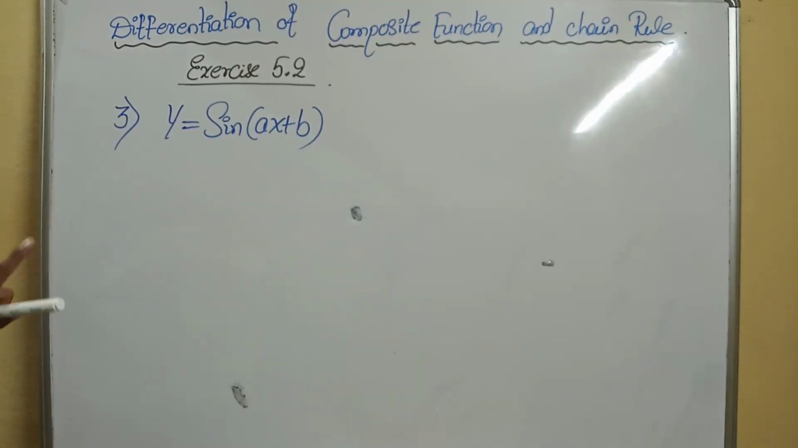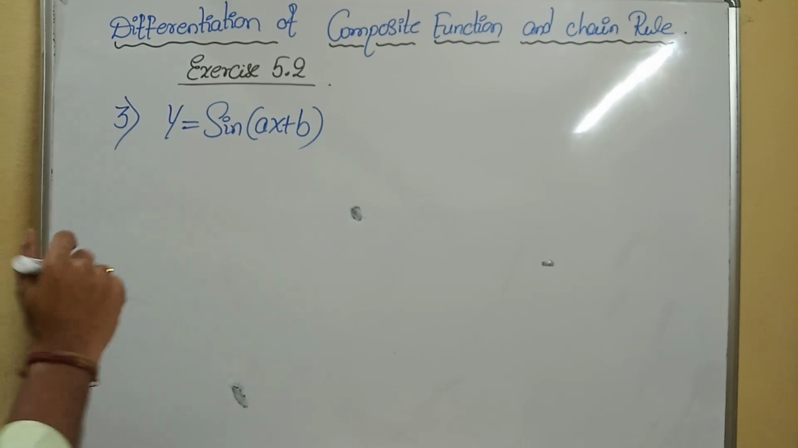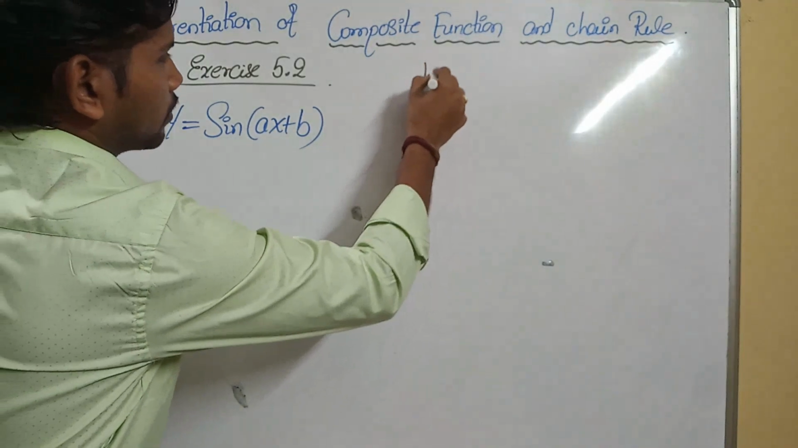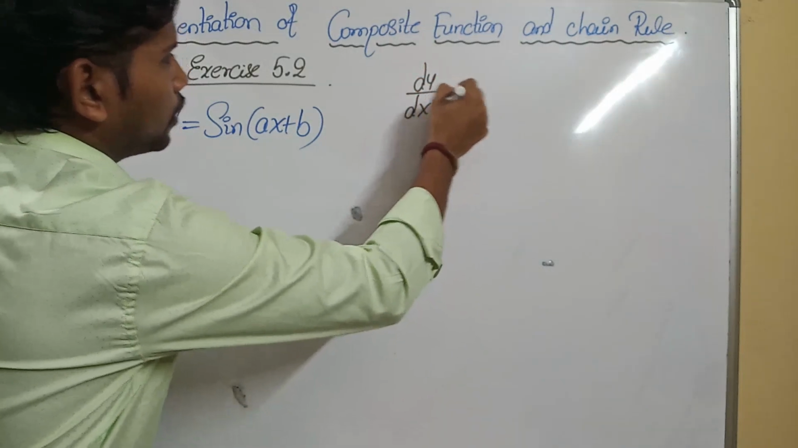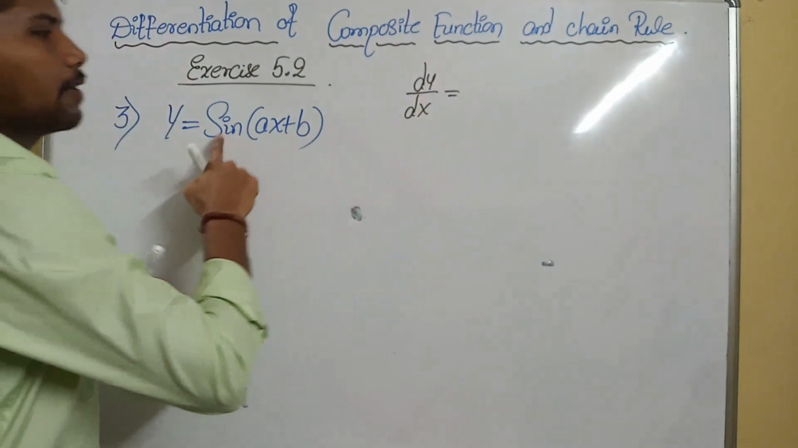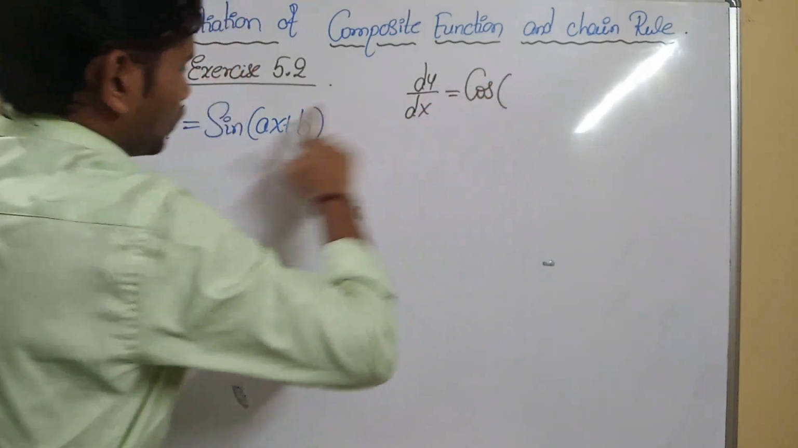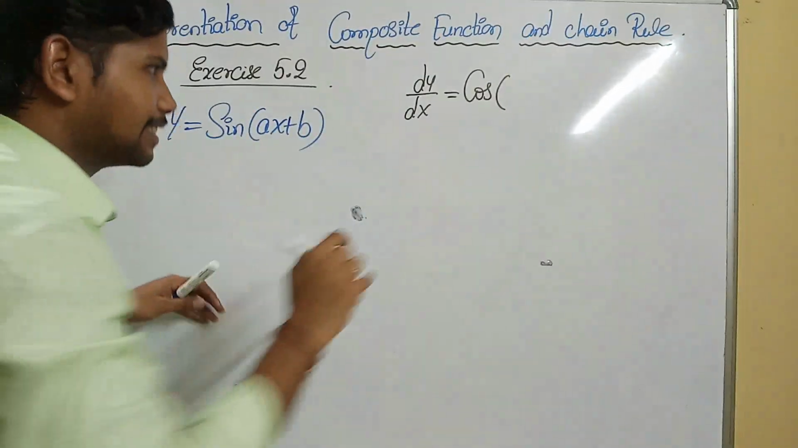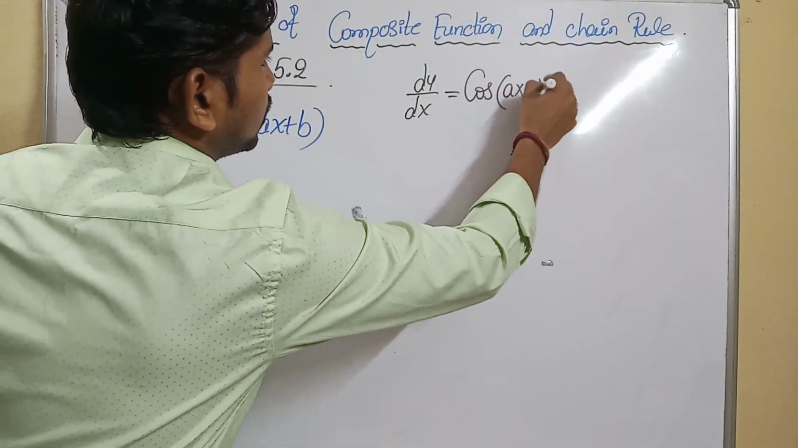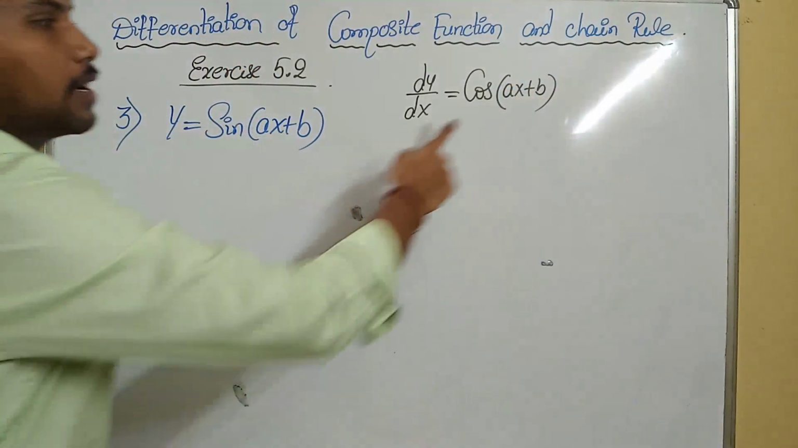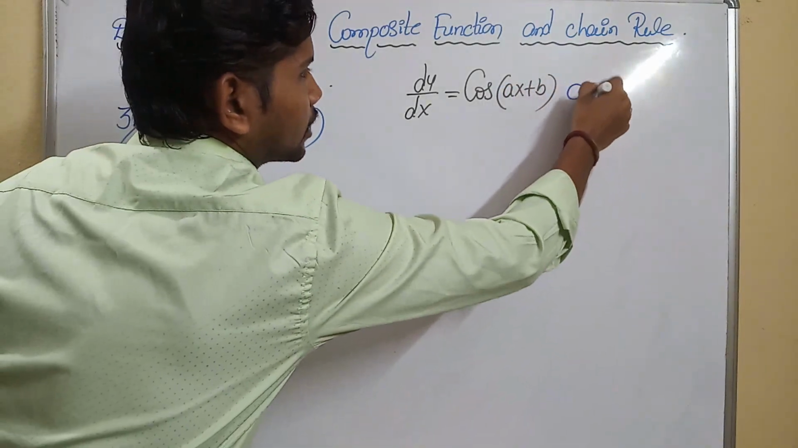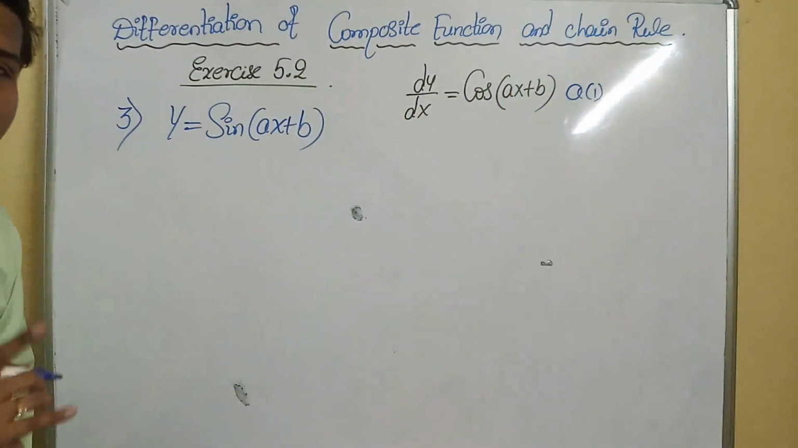Observe the next one. It is y is equal to sine of ax plus b. If you want to try the direct answer, I'll help you. dy by dx. What is the sine derivative? Cos of the angle, which must be as it is, ax plus b. What is the derivative of ax? A as it is, since x with respect to x is 1. The derivative of b will be 0.